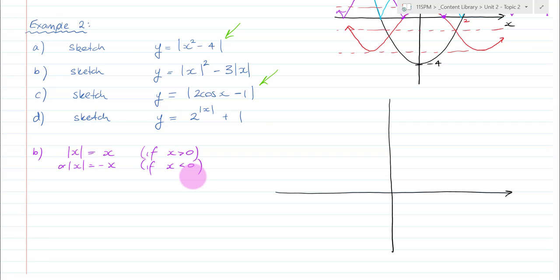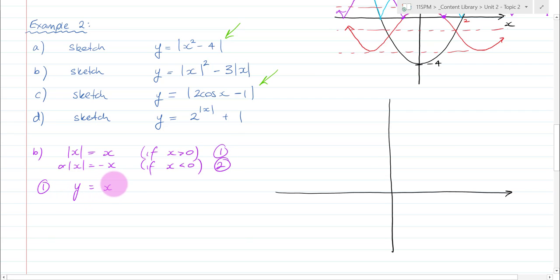The first function is x squared minus 3x. So I'll call this 1 and I'll call this 2. In 1, we're sketching y equals x squared minus 3x, which is x times x minus 3. So it has x-intercepts of 0 and 3. So I'll plot that on there. There's 0, there's 3. And it's a positive quadratic, so it does what we expect. It looks like this. There we go. That's in the positive section.